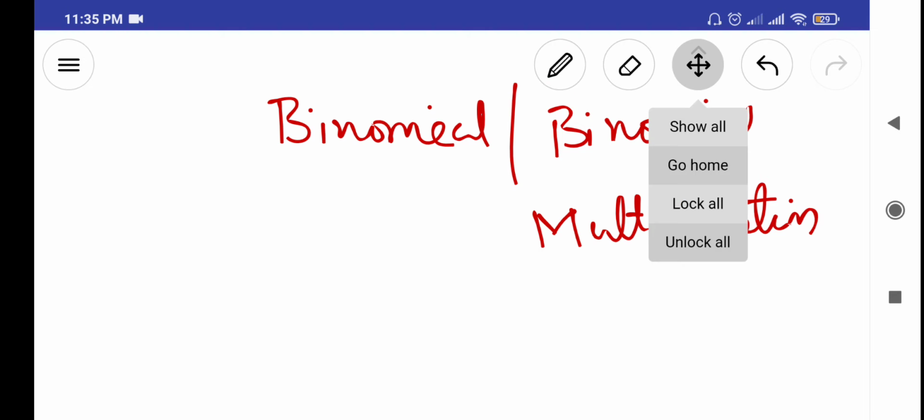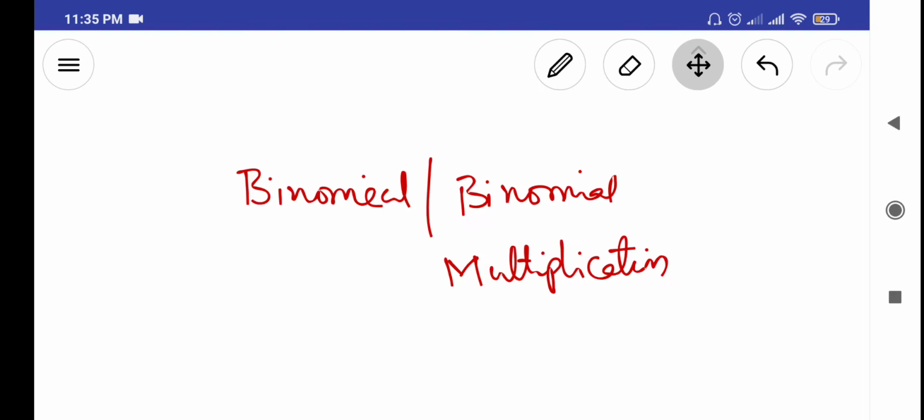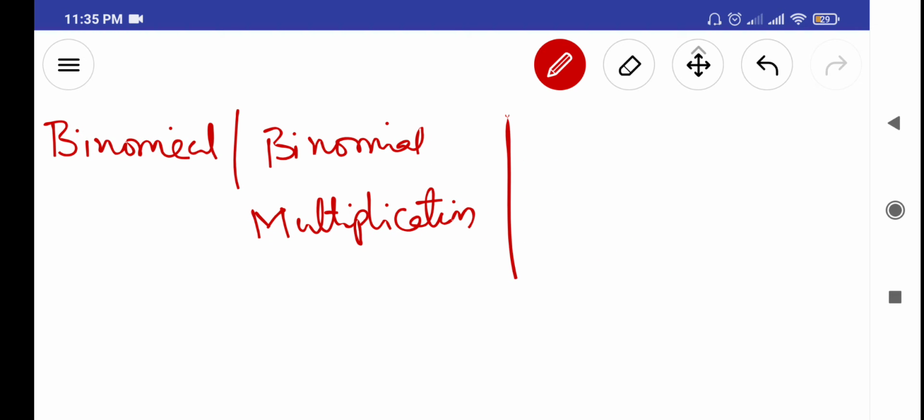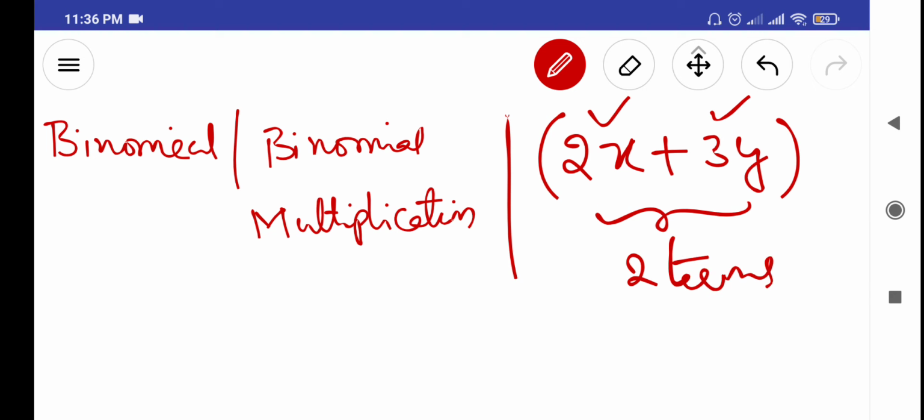So what is this binomial? First of all, if you have two terms, like an expression having two terms, for example 2x plus 3y. 2x is one term, 3y is one more term, so total two terms, which we call bi, meaning two. So if a polynomial has two terms, it is called a binomial.